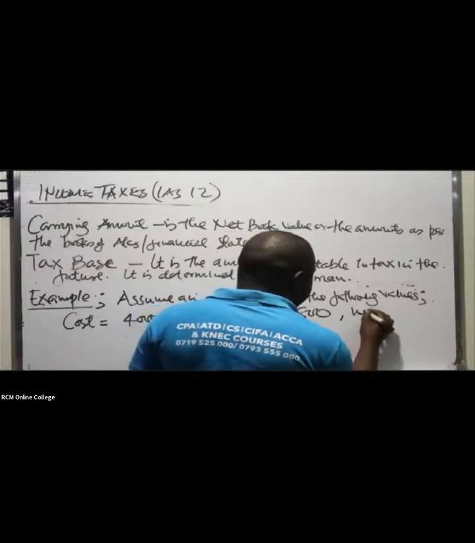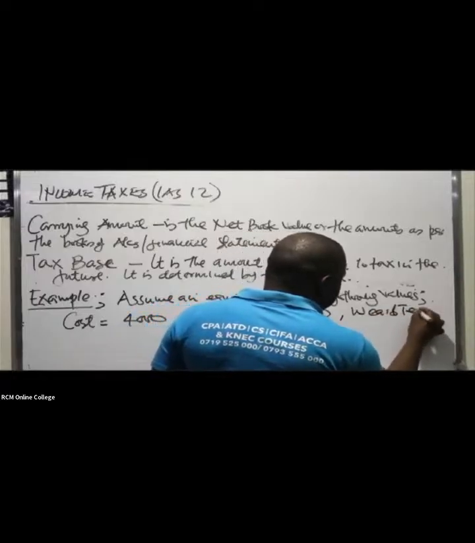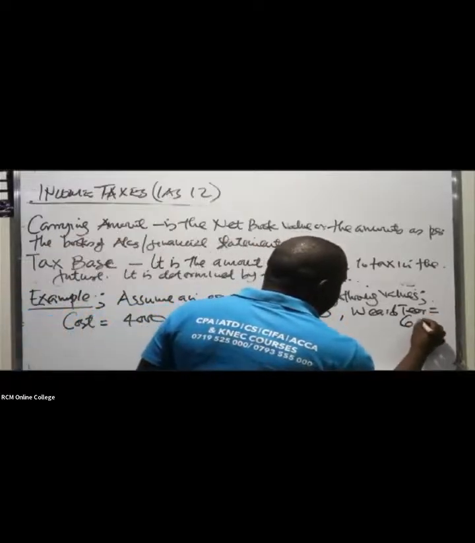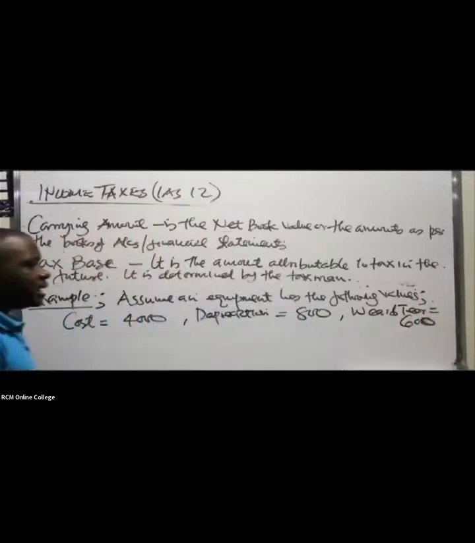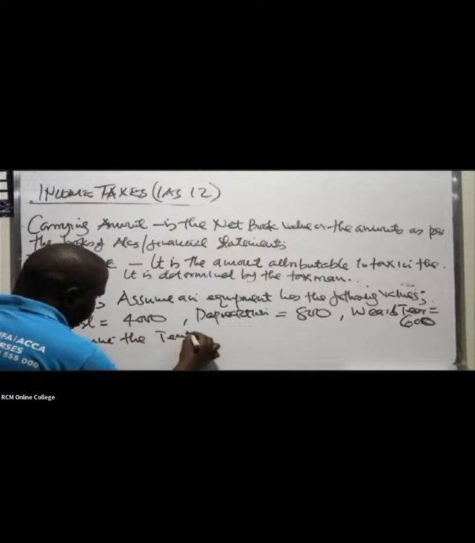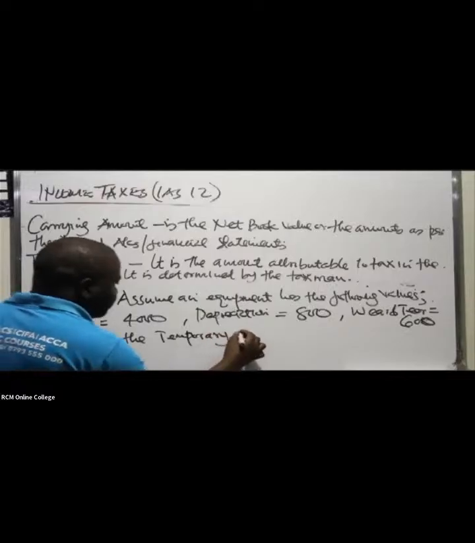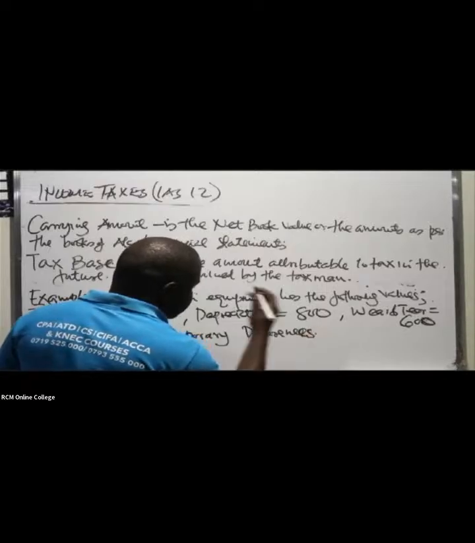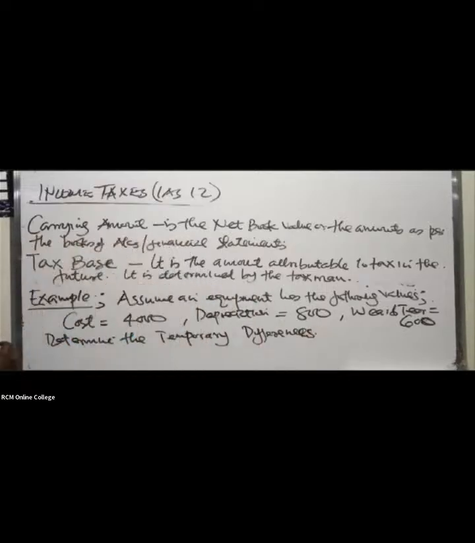Then finally, wear and tear is equal to 600. So put here 600: wear and tear is equal to 600. Required: determine the temporary differences.